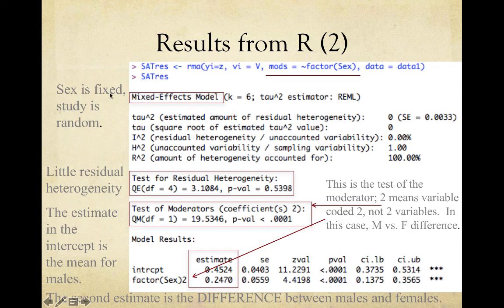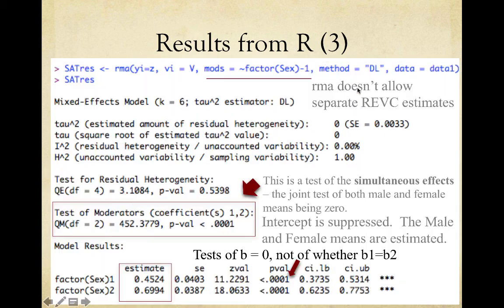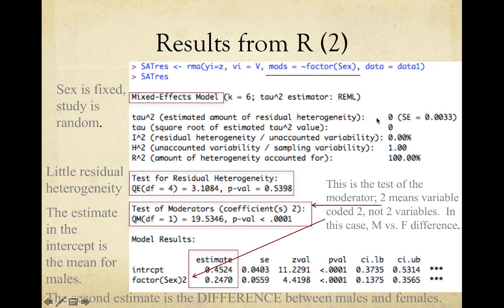Oops. So sex is fixed. The study is random. I didn't tell it what I wanted to do for the random effects, and by default it does restricted maximum likelihood, which is what Viechtbauer likes, and I do too. The estimated amount of residual heterogeneity is 0, so it's telling you that once you introduce the moderator, that accounts for all that random effects variance. Here tau² is estimated to be 0, I², I love it, estimated to be 0.